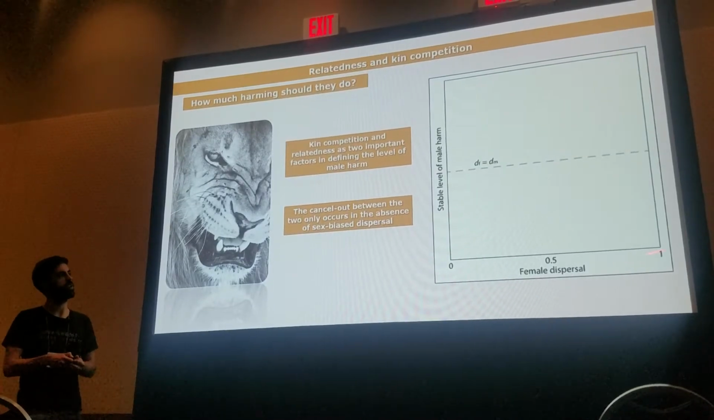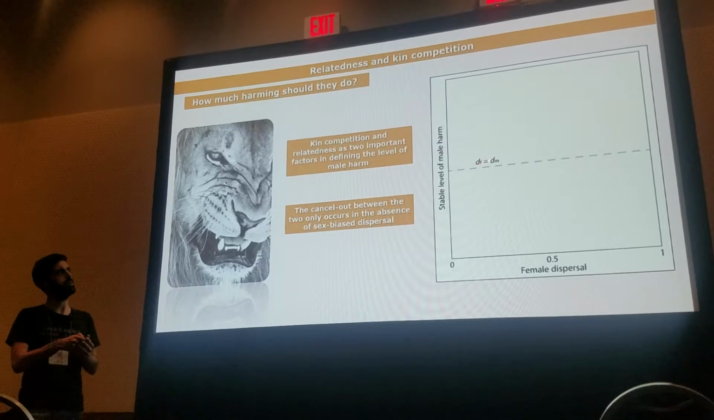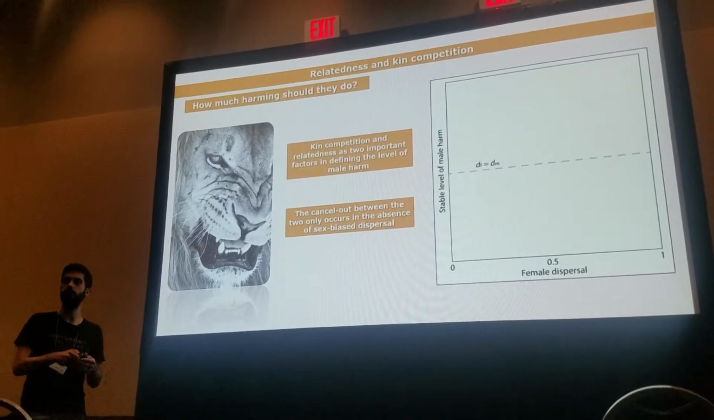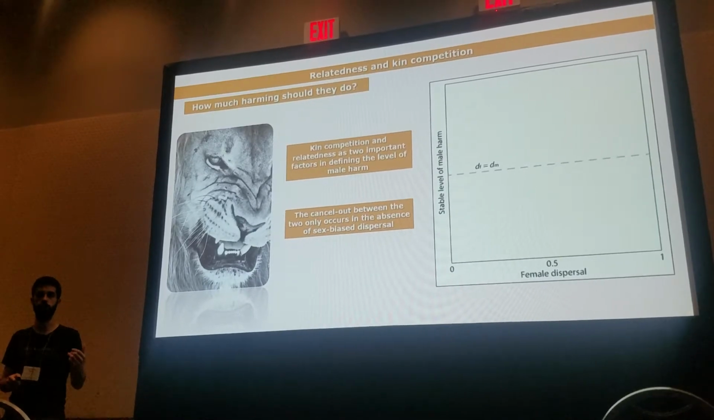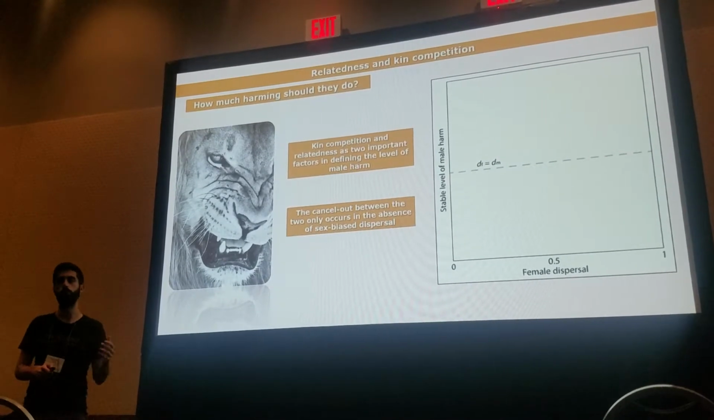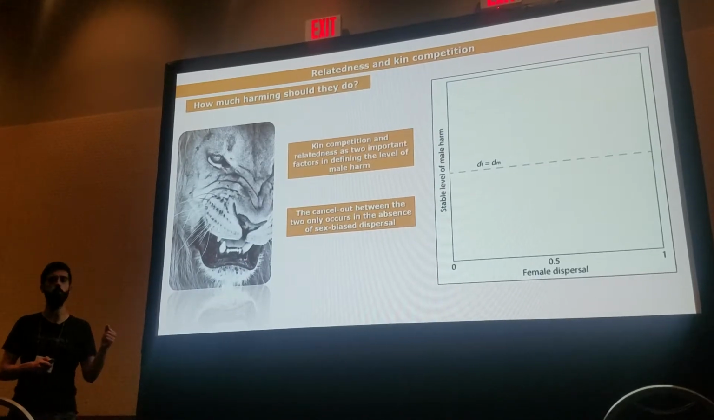In the x-axis we have female dispersal, in the y-axis the level of male harm. And if the rates of dispersal of females and males are exactly the same, we see that there is no effect in the level of male harm. And this happens because we have two factors at play here. So we have relatedness and we have kin competition.